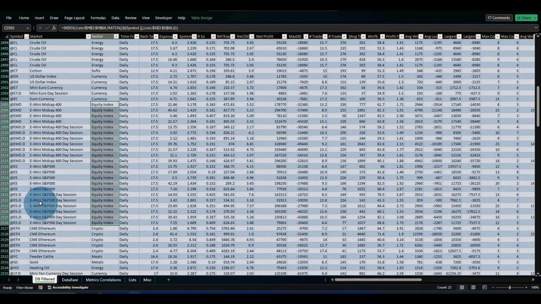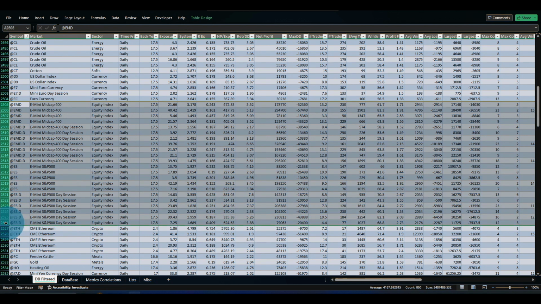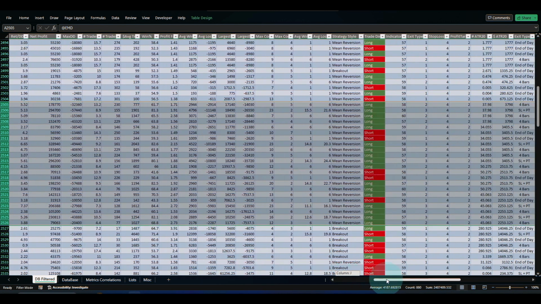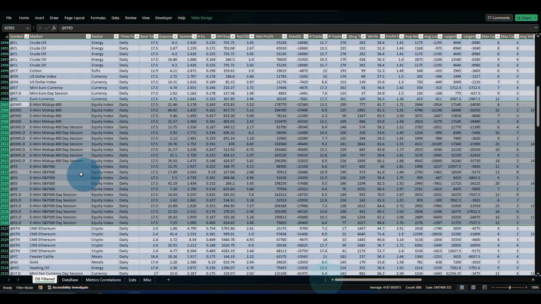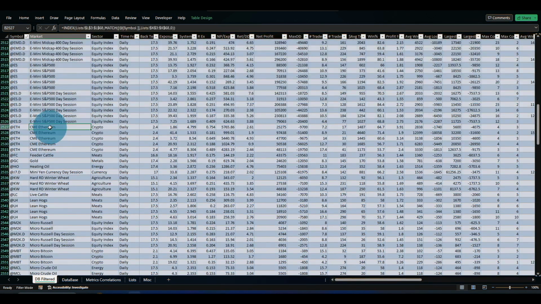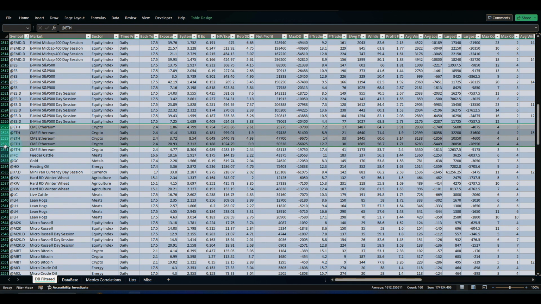And this is only the S&P and the mid-cap. These are not including the NASDAQ. They are sorted alphabetically. So if I go on the right, as expected, most of them are long. So no surprise there. And if I go down, look at this. This is Ethereum. This is crypto futures. So this is very interesting.